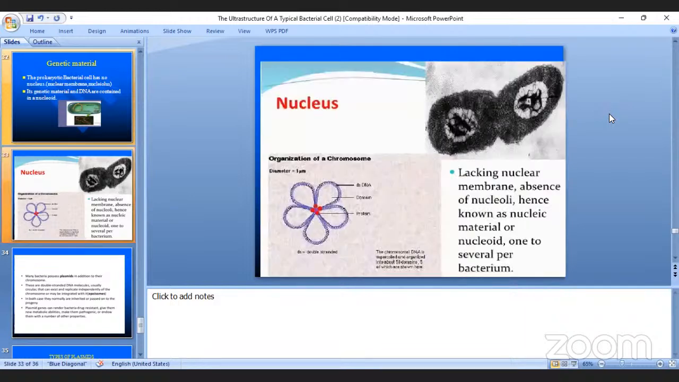So this is the bacterial nucleus structure: double-stranded DNA with protein. This is the microscopic ultrastructure of the DNA of bacteria. Bacteria nucleus.